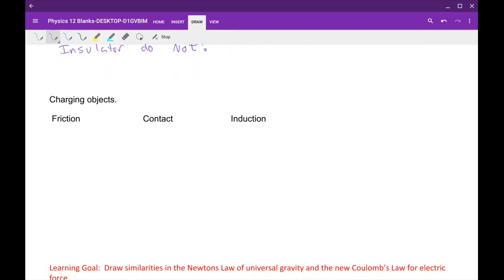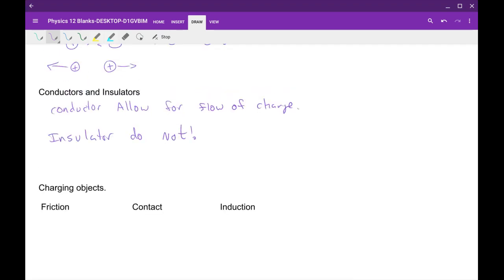Now, in this particular section, all of chapter 7, we're really going to be talking about electric fields. So we're going to be talking about how to produce electric fields and how they interact with other electric fields and how other things interact with these electric fields.